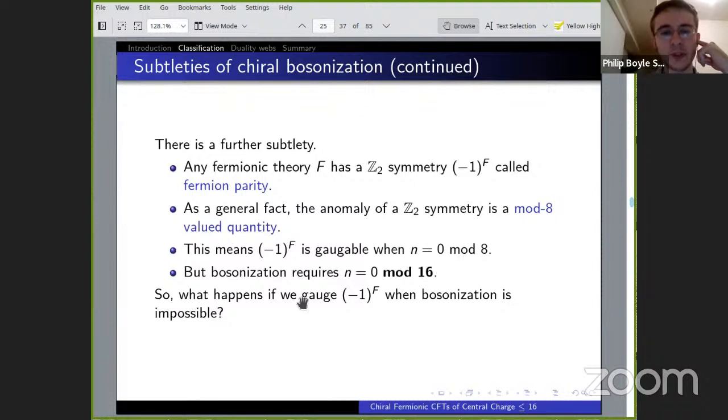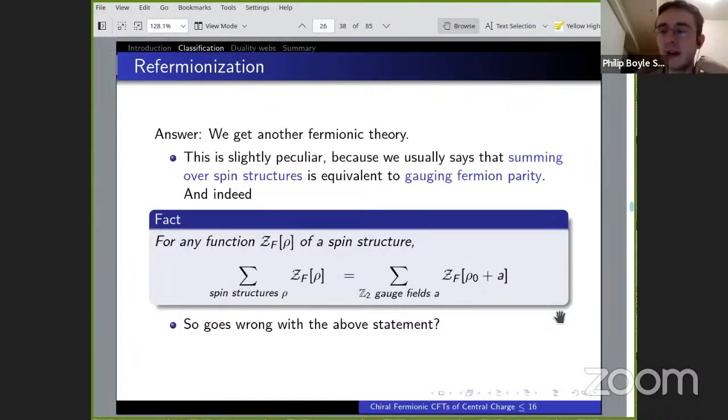So what happens if you try to gauge fermion parity when bosonization is impossible? Well, we certainly can't get a bosonic theory, so the answer must be that we get another fermionic theory. And this is slightly peculiar, because we usually say that summing over spin structures is equivalent to gauging fermion parity. And indeed, we have the following fact.